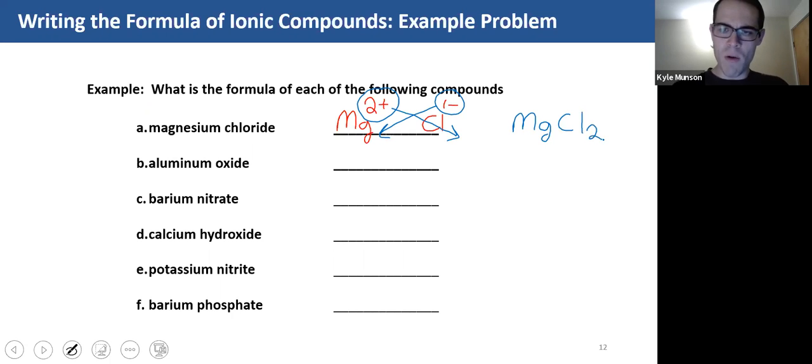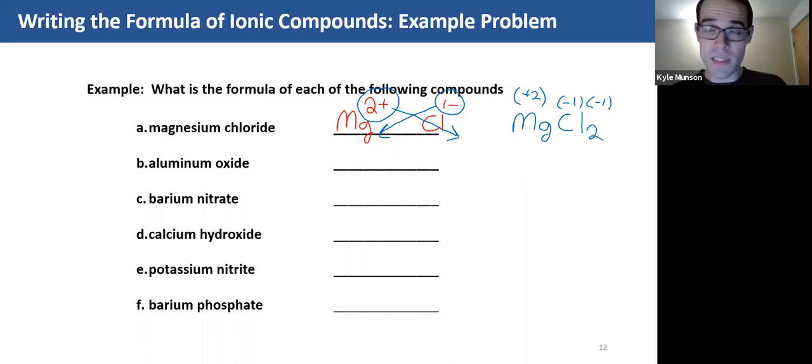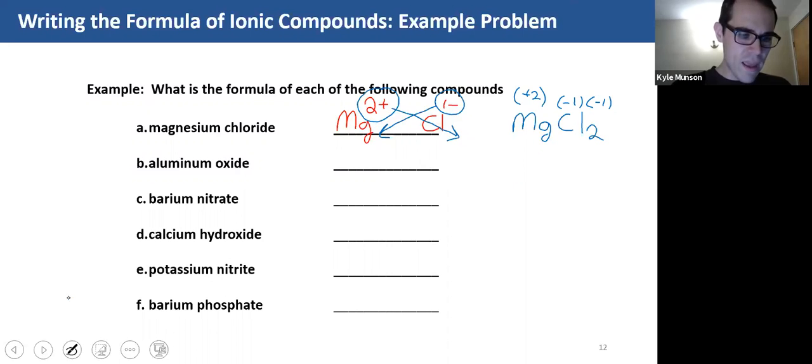And remember that 1 is omitted. That was one of our rules, and you can go back and see that rule. Does this make sense? Well, let's see. Magnesium is a 2+ charge, and chlorine is a -1 charge, but I have 2 of them here. So the net charge is 0. So it's balanced, and that's one of our requirements for these compounds.